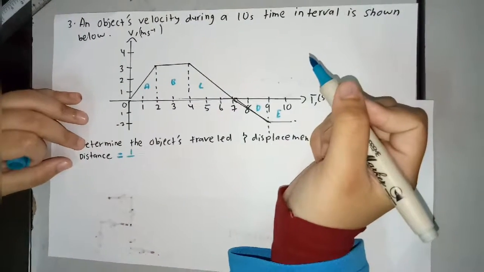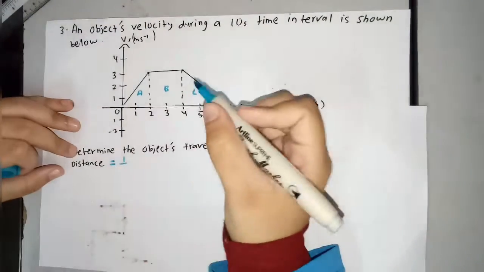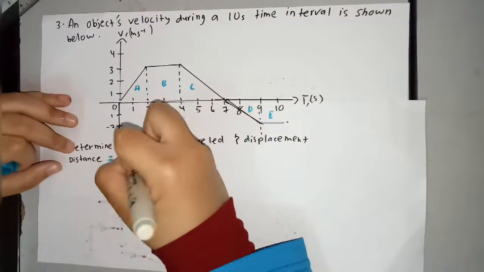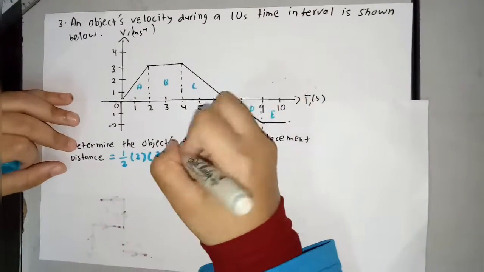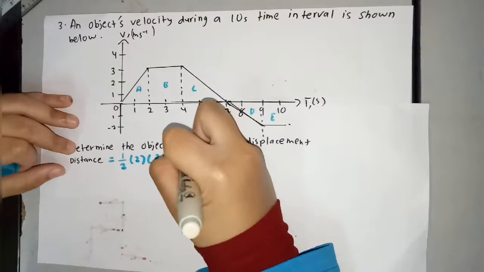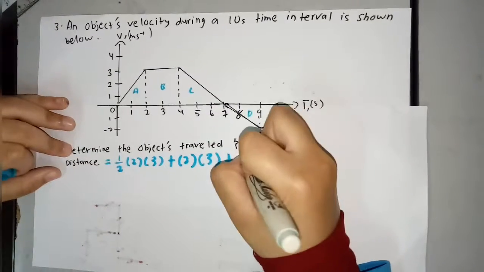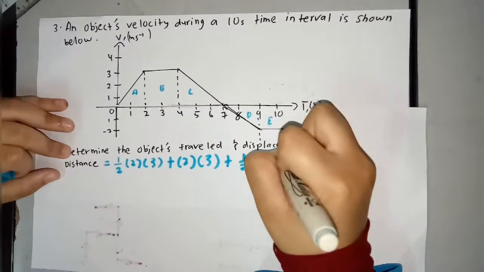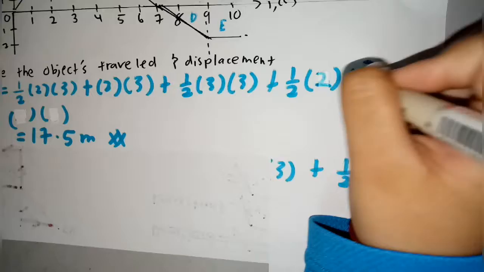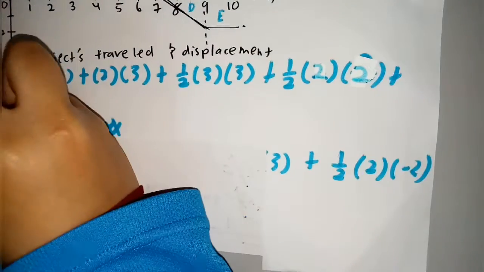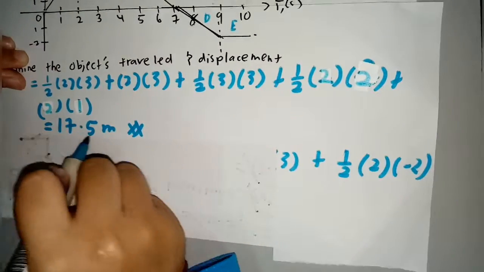To find the distance, we need to find the area under the graph. So first we need to calculate the area under the graph for A, which is 1 over 2 times 2 times 3, plus the area under the graph for B, which is 2 times 3, plus the area for C, 1 over 2 times 3 times 3, plus the area for D, 2 times 2 times 2, plus 2 times 1. And the answer that we will get is 17.5 meters.